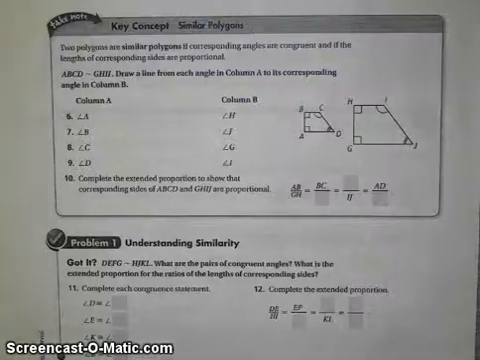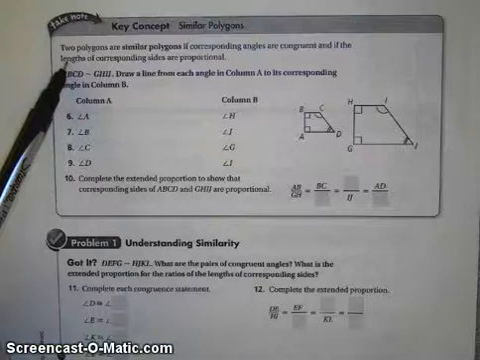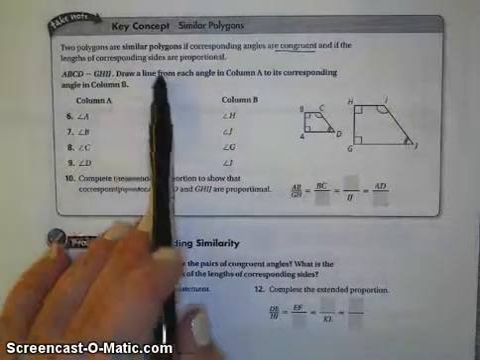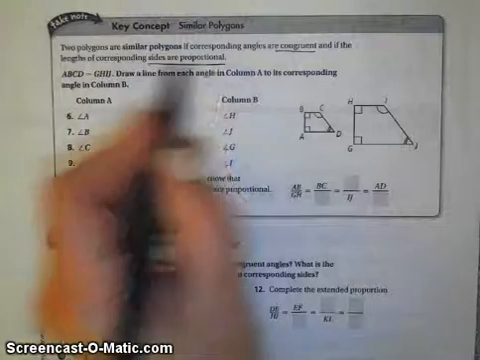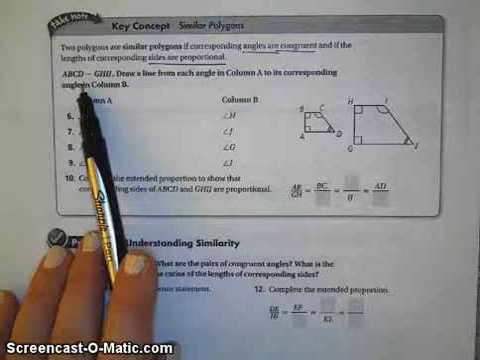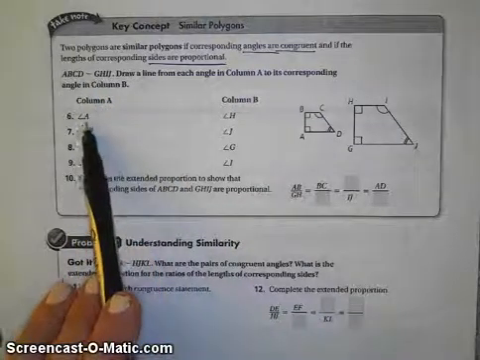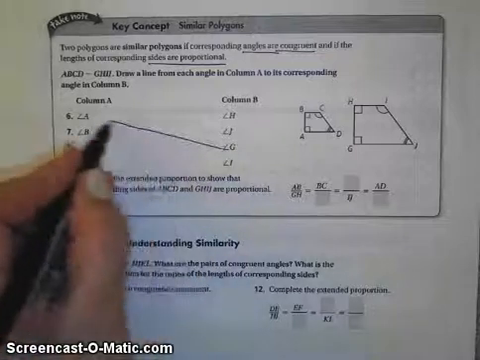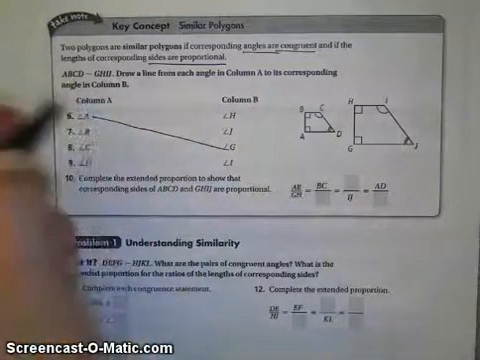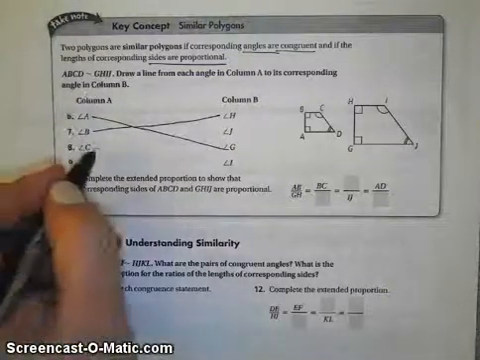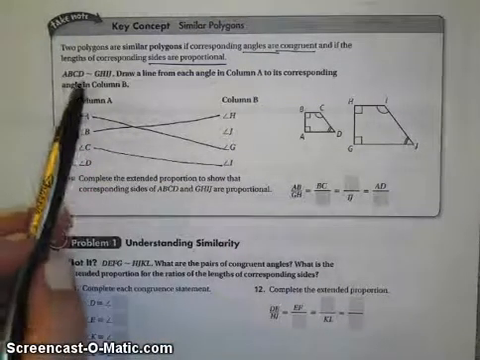A key concept for similar polygons is something we've done already for congruent triangles. Two polygons are similar if their corresponding angles are congruent and the lengths of the corresponding sides are proportional. So angles must be congruent, sides are proportional. Matching up the corresponding angles, angle A corresponds to angle G, angle B corresponds to angle H, angle C corresponds to angle I, and angle D corresponds to angle J.